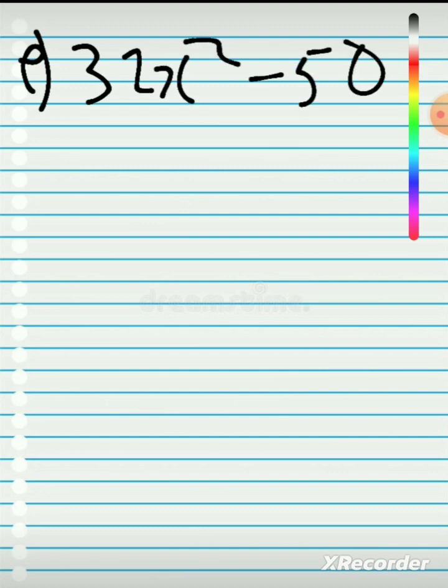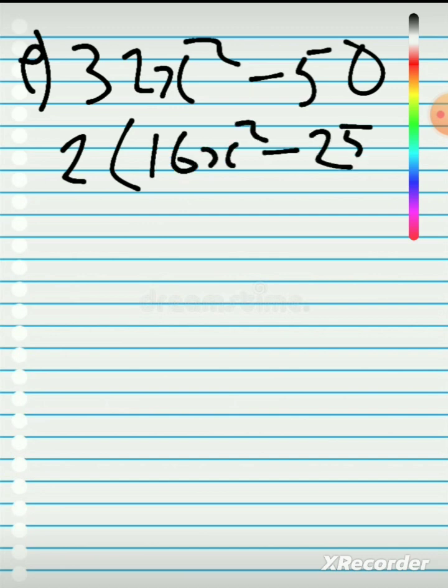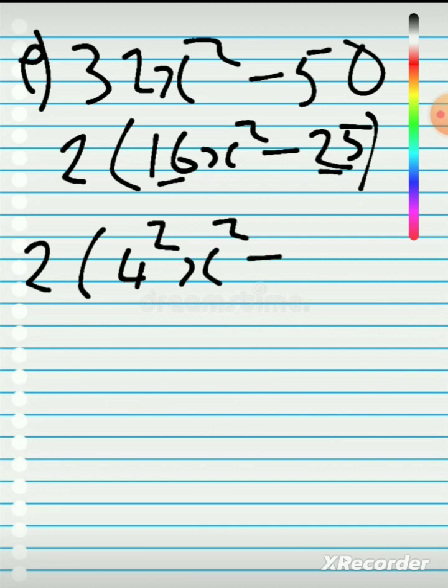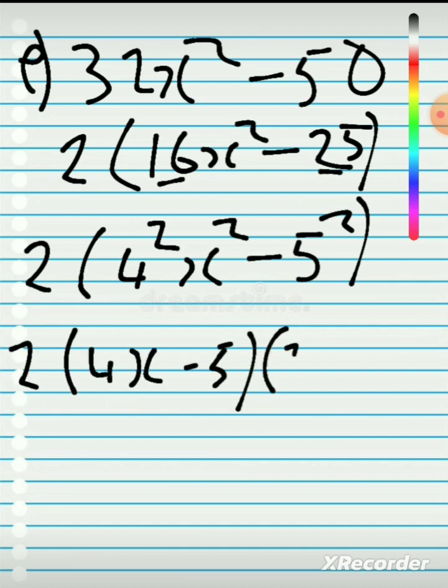We go to E. So E, it's 32x squared minus 50. Okay, again, same issue. We have a common factor here, which is 2. So when you factor out 2 here, 32 divided by 2, it's going to be 16x squared. 50 divided by 2, it's going to be 25. Okay, these are square numbers, so we can write them as 16 is 4 to the power 2, right? Minus 25 is 5 to the power 2. Okay, so we have 2 times 4x minus 5, 4x plus 5.